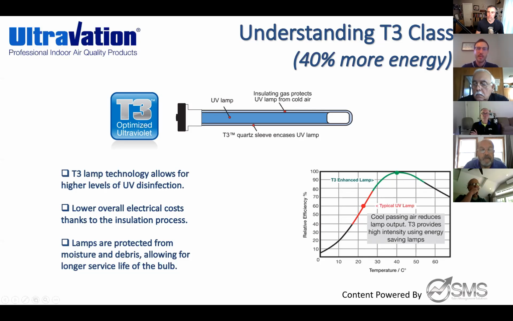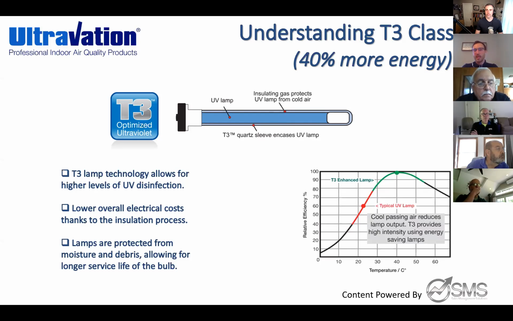The reason being that our T3 lamp is insulated with a gas that protects the UV lamp from cold air, and it is also encased in a quartz sleeve. So all of our T3 class UVC lamps also last for 2 years. It allows for a higher level of UV disinfection and gives a lower overall electrical cost thanks to the insulation process, and the lamps are protected from moisture and debris, allowing for a longer service life of the bulb.